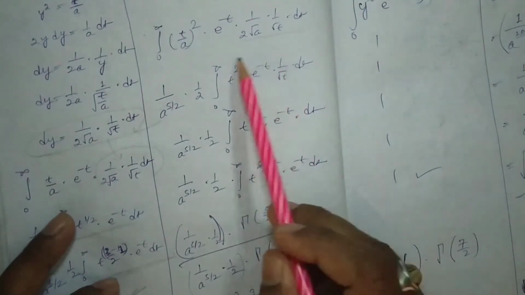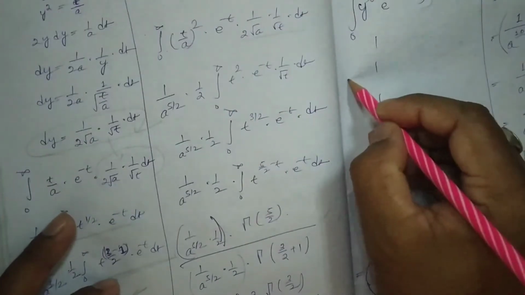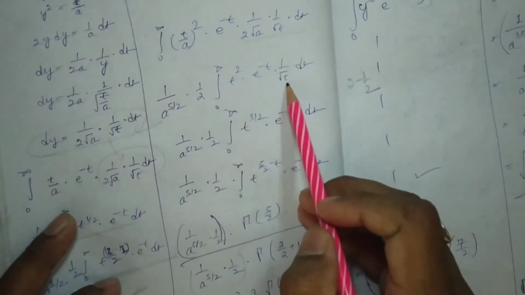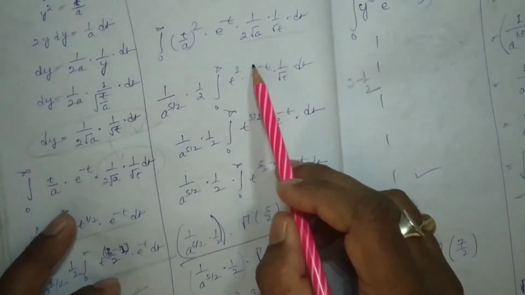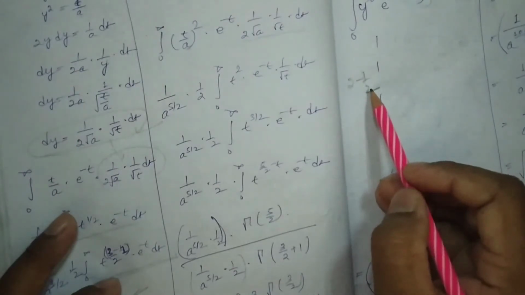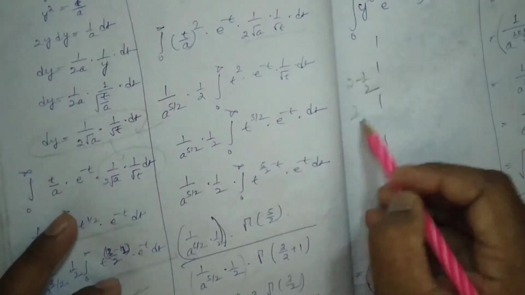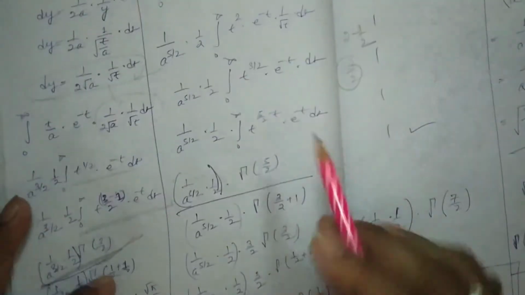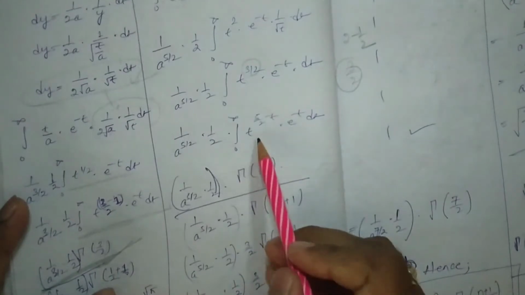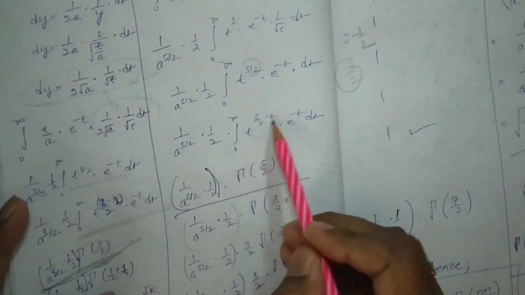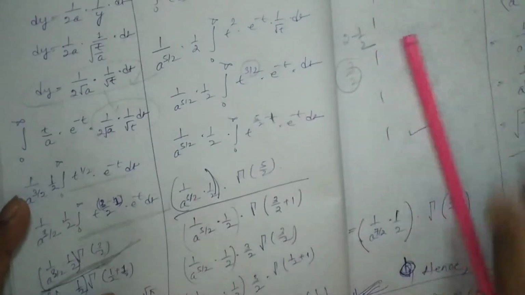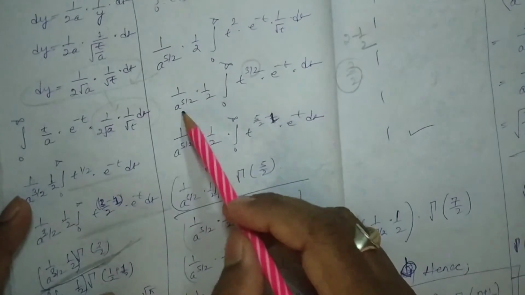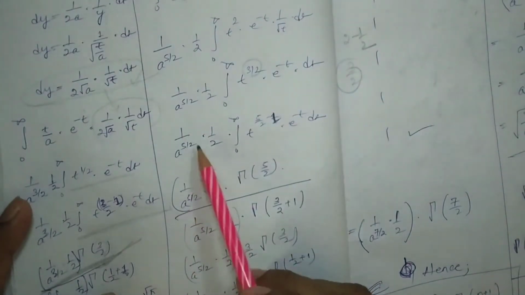If the 1 by 2 is moved to the numerator, then it will be 2 minus 1 by 2. Here 2 is there, at the denominator 1 by 2 is there, and it goes to the numerator. So 2 minus 1 by 2, that is 2 into 2, 4 minus 1, 3 by 2. So it will be t to the power 3 by 2 into e to the power minus t into dt. This t to the power 3 by 2 can be written in the form of t to the power 5 by 2 minus 1, because I am trying to write it in the form of the gamma function. So it will be 1 by a to the 5 by 2 into 1 by 2.